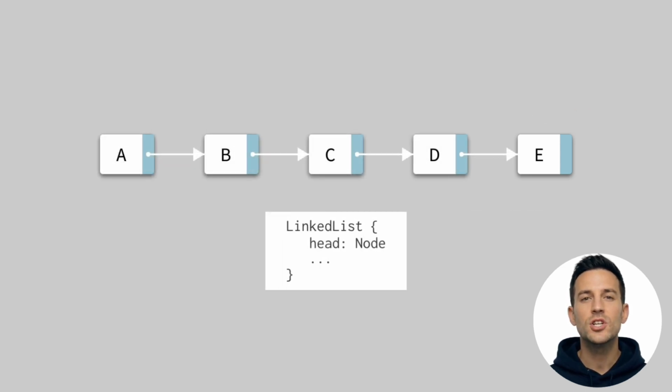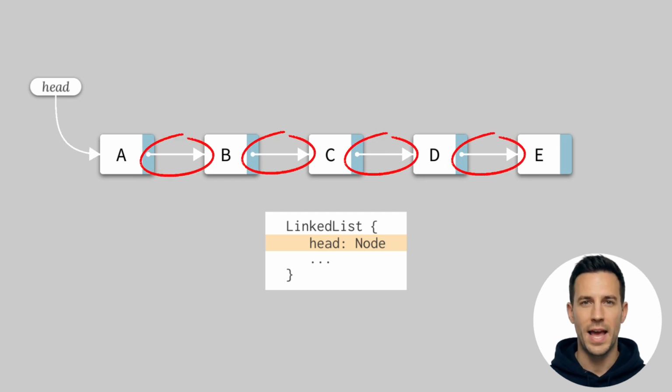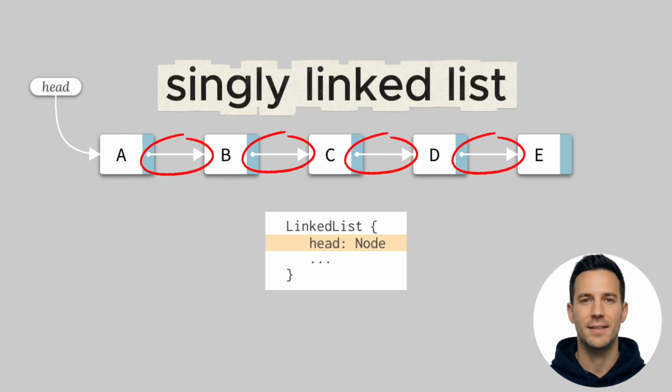The list itself just holds one reference, the head. It points to the first node. If the list is empty, head is null. This setup, where each node points forward and we enter through the head, is also called a singly linked list.